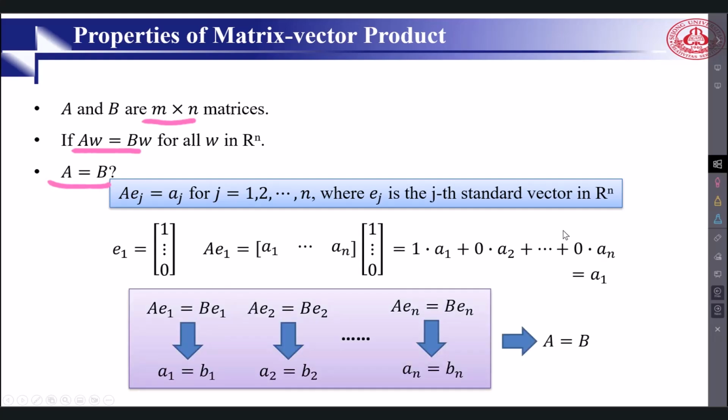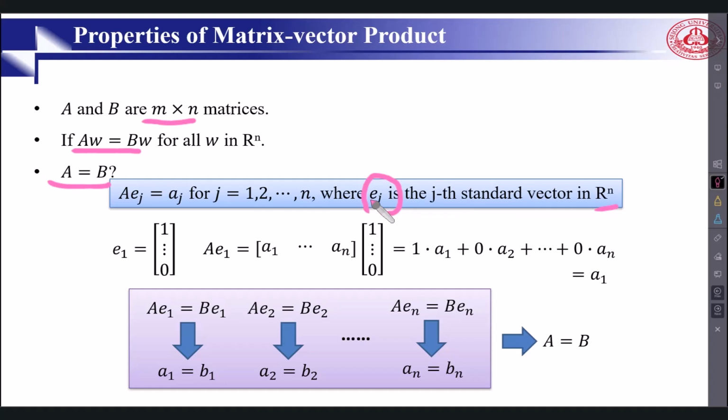To see why this is true, let's consider a specific W, the standard basis vector, and we denote it by E_j, where 1 is in position j and the rest are 0. So this j can be 1, 2, up to N, and E_j is the standard vector in R^n that we have, right?